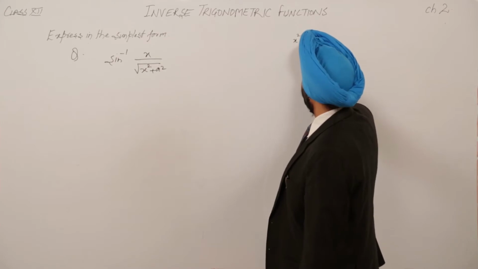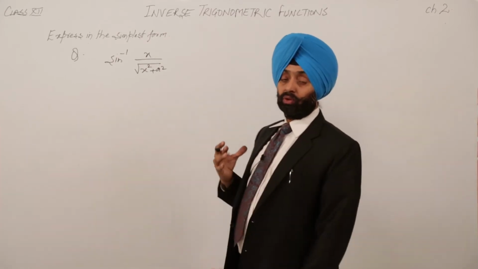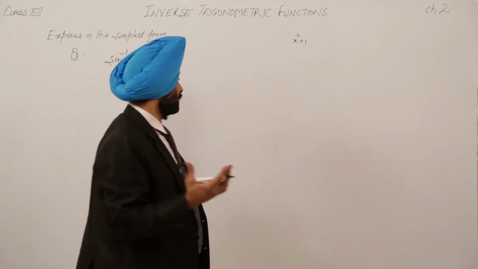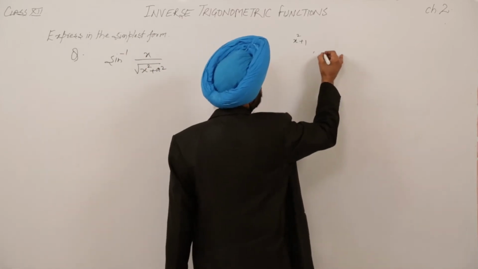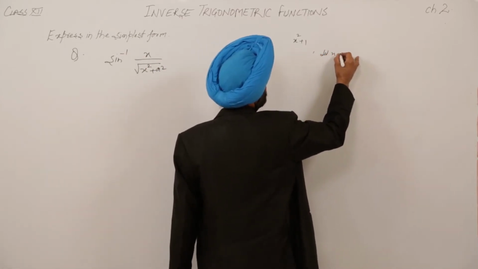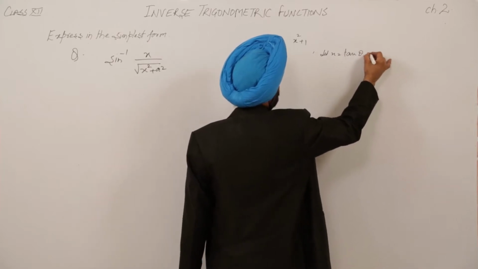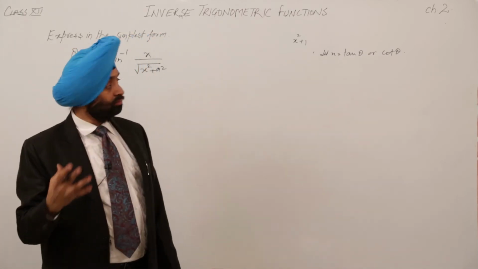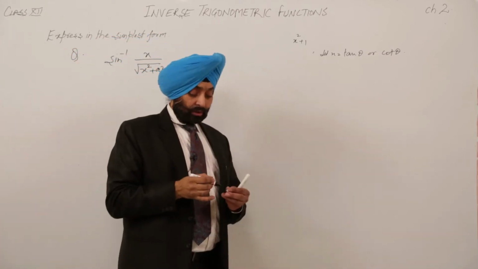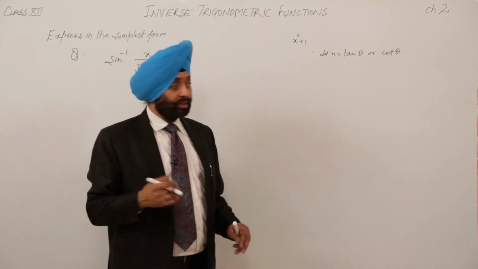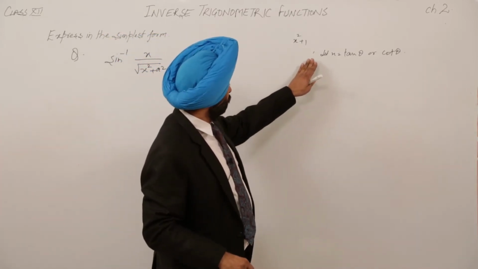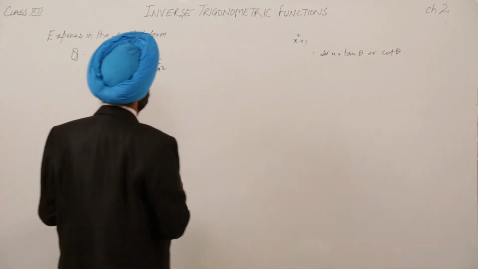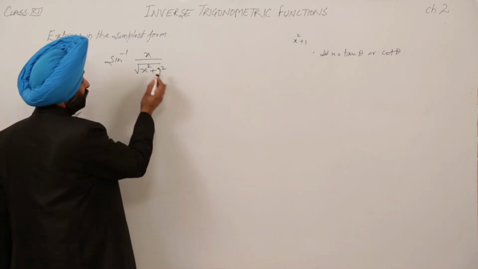What I told you is that if we are having x square plus 1, then we put x square plus 1 or 1 plus x square, one and the same thing. For this part, if we put let x is equal to tan theta or cot theta, we get the right identity. Now tan square theta plus 1 is secant square theta, and cot square theta plus 1 is cosecant square theta.